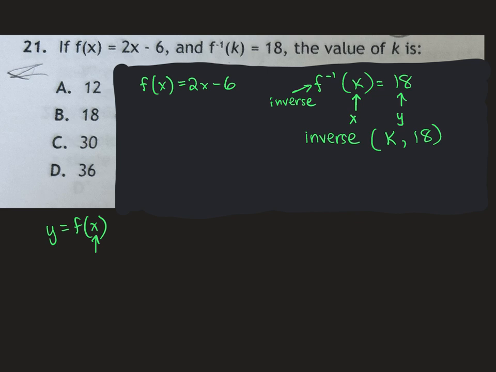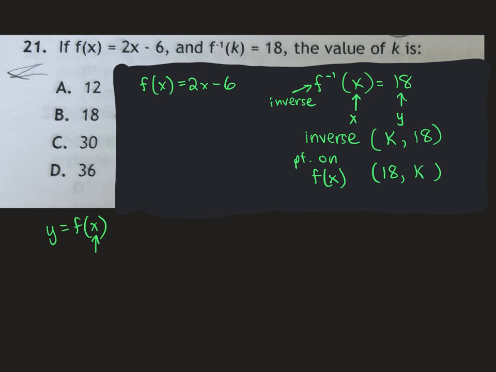Now, if we want to go backwards and look at that same point, but on the original function, f of x, we would have to switch x and y because the inverse is found by switching x and y. So to put it back, 18 now would be our x and k would be our y.